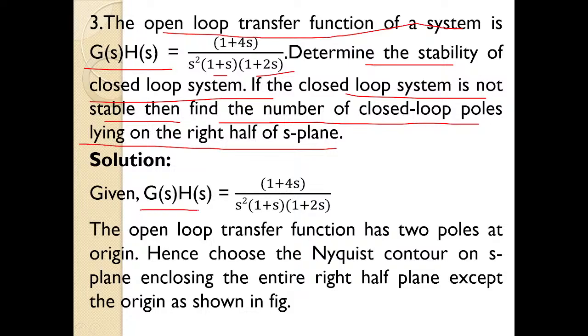So let us consider G(s)H(s), that is (1 + 4s) by s squared into (1 + s) into (1 + 2s). By looking at this, what can we say? There are two poles lying at the origin, that is on the imaginary axis. I mean, there are two singular points. Write down the question quickly.